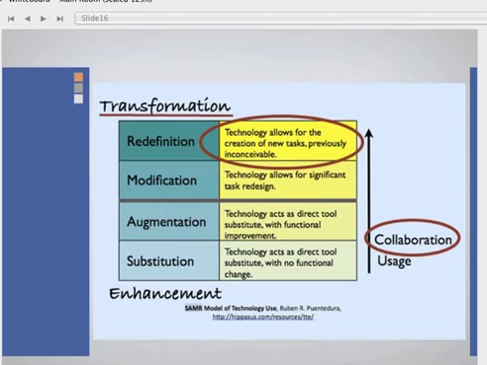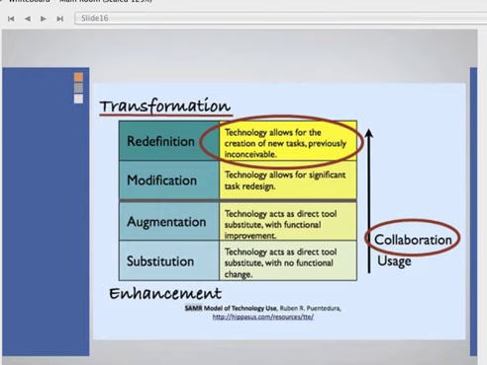Now, when you look at augmentation, modification, and redefinition, I'm not going to spend tons of time on each of these steps and just teach the SAMR model, because that is something you can do some research on your own. I just want to use it for a model and introduce it to you. But as we talk about the SAMR model, we are going to focus on the level of redefinition, which is what we are all striving for.